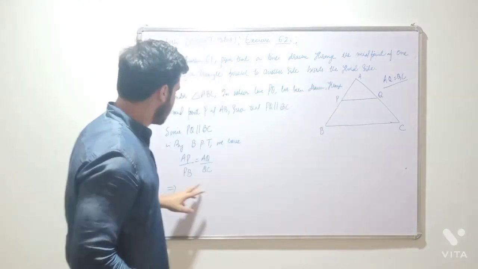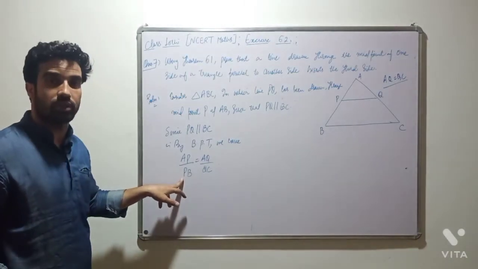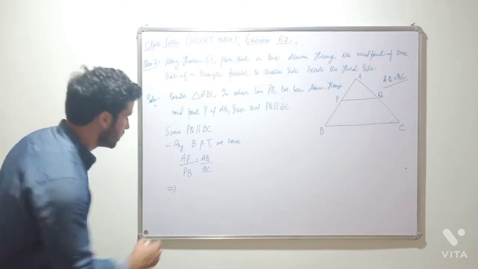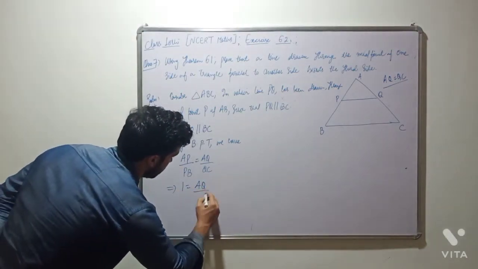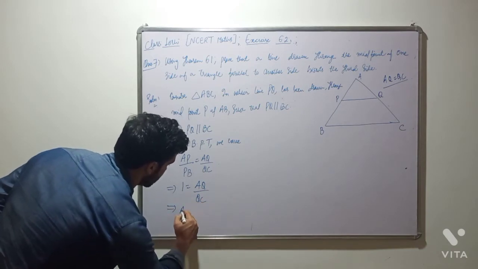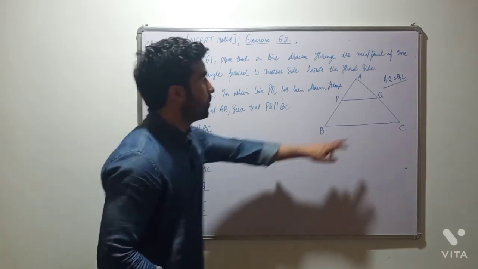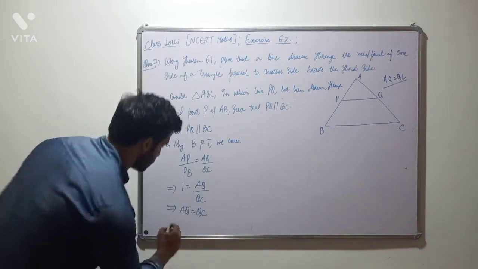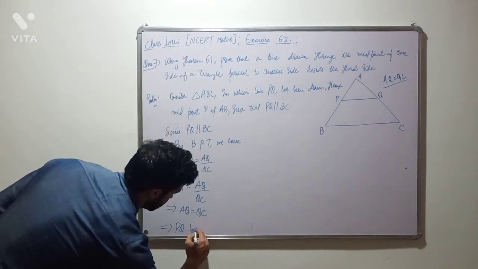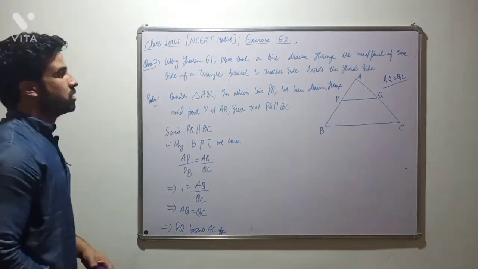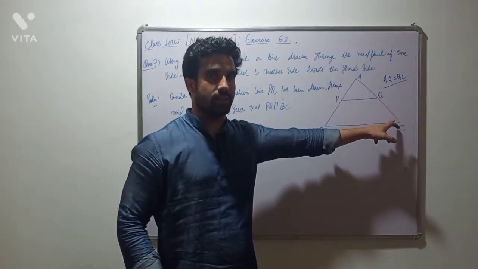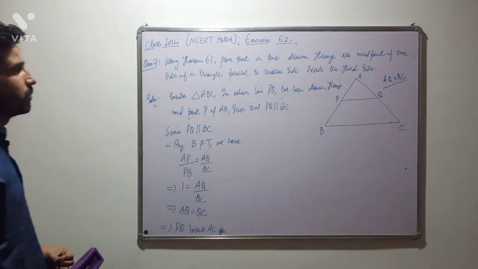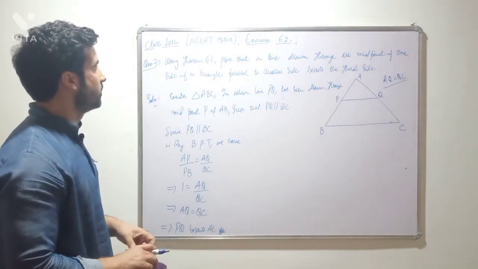So we may say that the ratio AP by PB is equal to 1, because AP is equal to PB, so this will cancel out. So this implies 1 is equal to AQ by QC. Performing cross multiplication, we get AQ equals QC. What does that mean? That means this PQ bisects AC. So this was question number 7. If you want to note it down, you can. We will rub this out here and move to question number 8.